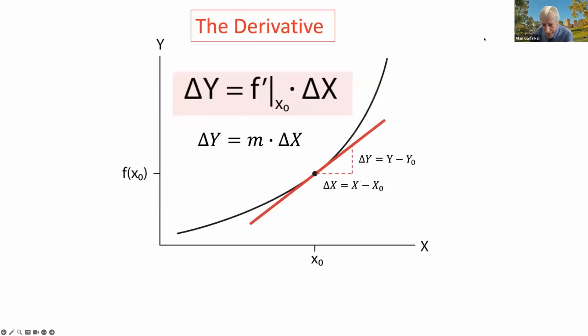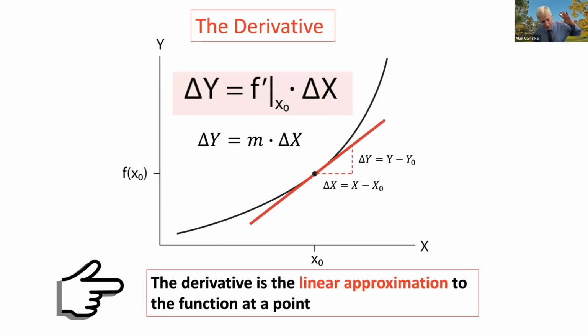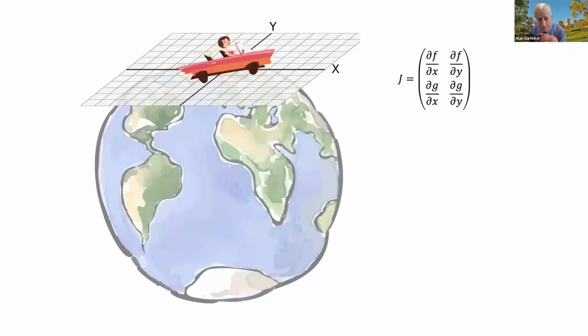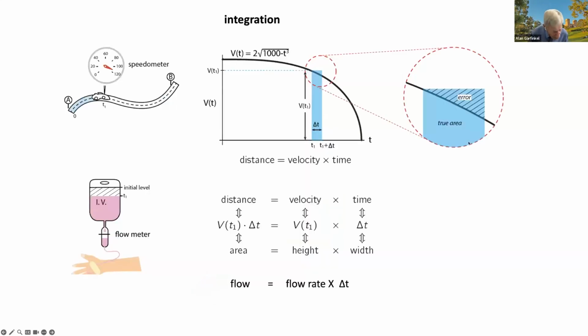So we do talk about the derivative. We stress the conceptual, that the derivative is the linear approximation to a function at a point. Here it is in 1D. Then in the second semester of the class, we talk about the 2D generalization, which is here. This is the linear approximation to the two-dimensional curved surface. We talk about integration.